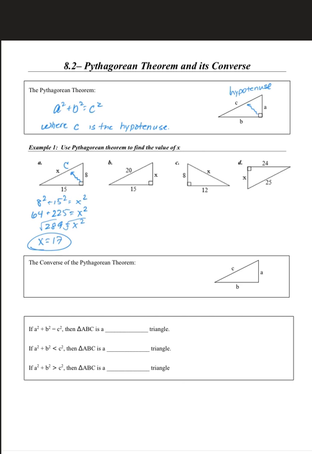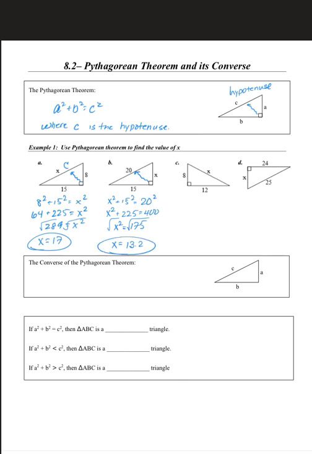Okay, on the next one, again, the box points to your c. So we're going to have x squared plus 15 squared equals 20 squared. Again, the c has to go on the other side of the equal sign, and it doesn't matter if I put the x first or the 15 first, but they go on the same side of the equal sign. So x squared plus 225 equals 400. Subtract 225 from both sides, we get x squared equals 175, and then square root it. Now I'm going to round to the tenths place, so x equals 13.2.